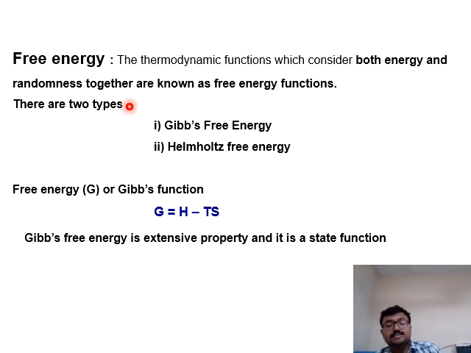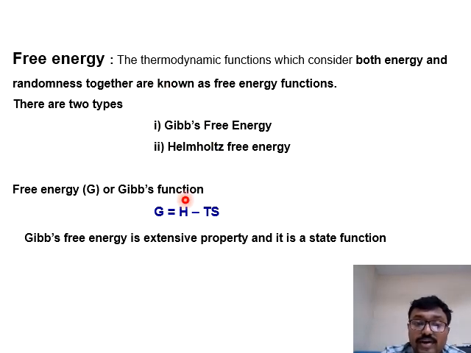Next one, free energy. Since I told that entropy is not the only factor to decide whether a reaction is spontaneous or not, what is the other thing? The other thing is the free energy. Gibbs free energy is the most important parameter to check whether the reaction is spontaneous or not. In thermodynamics, there are two types of free energy.